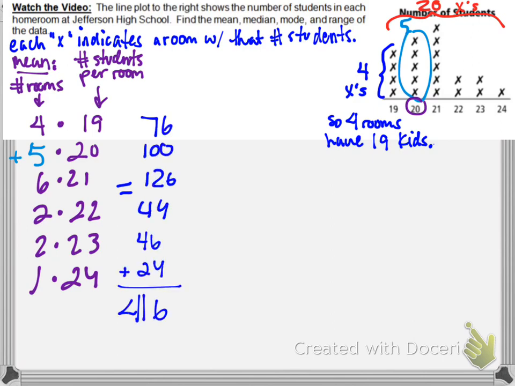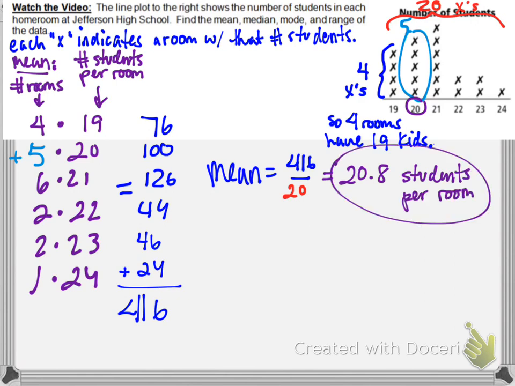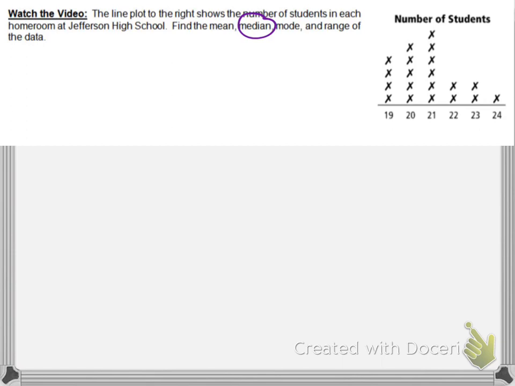We add it up to get a total of 416 students, which when we divide by the 20 rooms, gives us an average of 20.8 students per room. All right, so now finding the median.